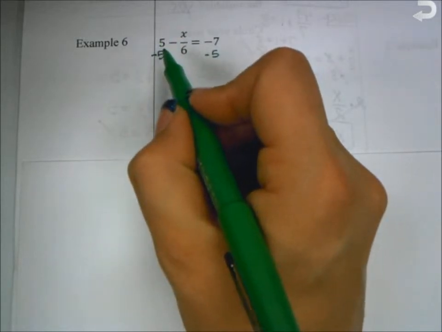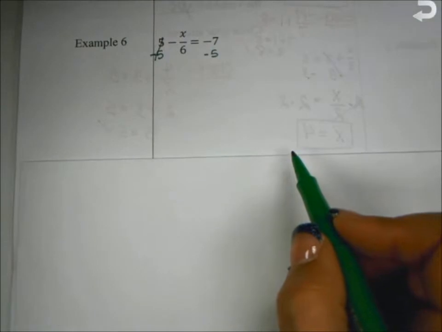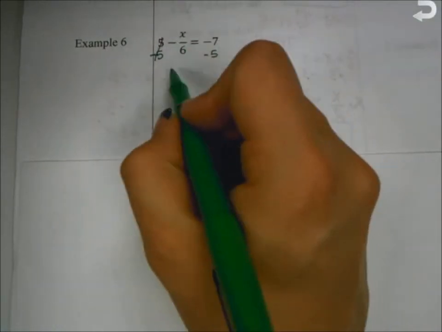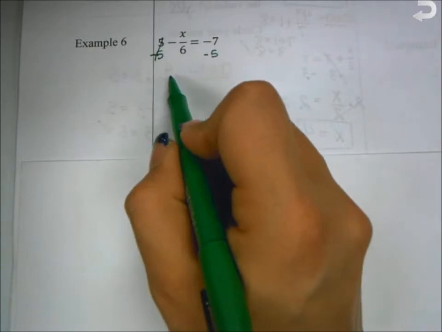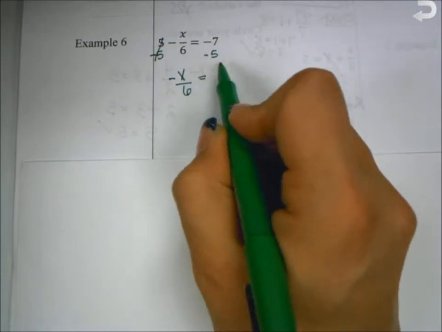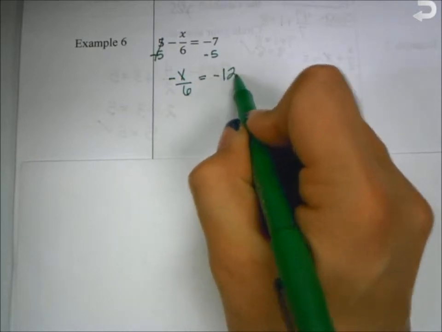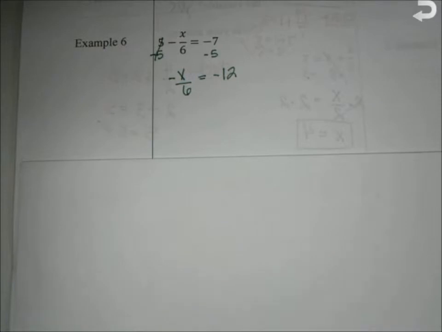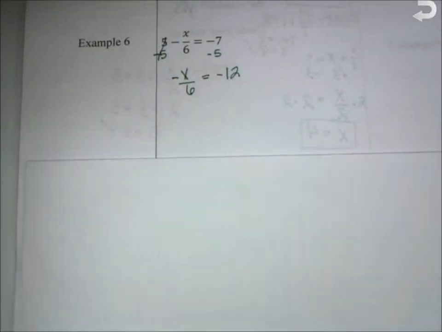Okay, so what's left on the left-hand side then? Negative x over 6 equals negative 12. Good. Okay, now I have negative on the outside, x over 6. How am I going to get rid of that? Okay, Brandon, how do I get rid of that? I multiply both sides by 6.